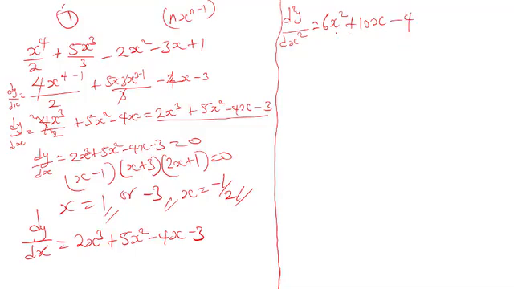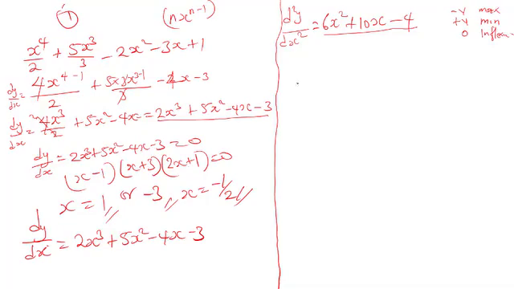So we now have to substitute the respective values of x at this point. If we have a negative sign, then it is a maximum point. If we have a positive sign, it is a minimum point. And if we have 0, then that is a point of inflection. Now let's do a test. We have our values 1, −3, and −1/2.